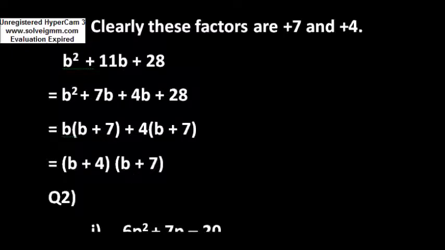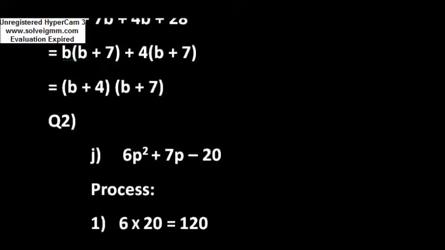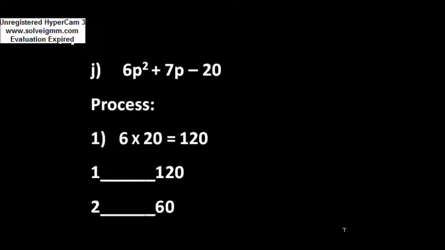Question number 2, J part: 6b square plus 7b minus 20. First of all, we will multiply the first coefficient of b square with the last term, that is 20. So 6 into 20 is 120.